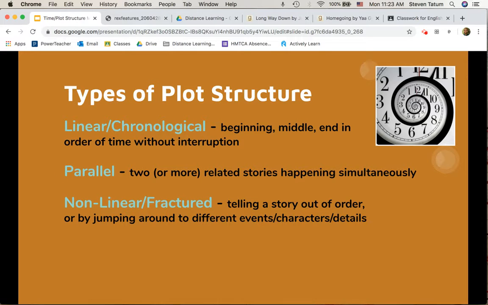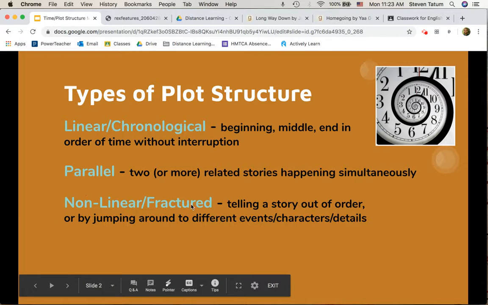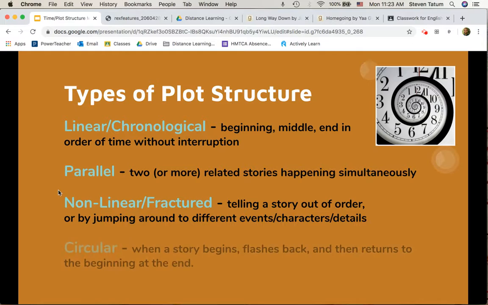Nonlinear or fractured structure, as it sounds, fractured, is kind of chopped up, and you get the story happening at different points, like flashbacks, flash forwards. There's not a clear direction of first, then, next, and finally. It jumps around much more. This is one of the most challenging to read, but it can lead to some interesting storytelling.